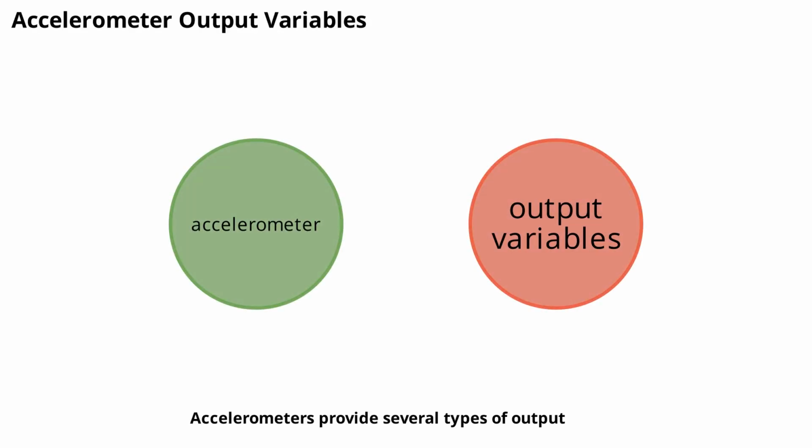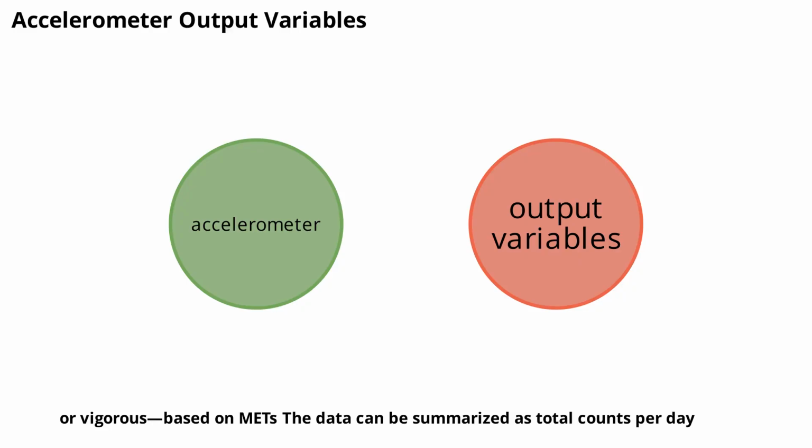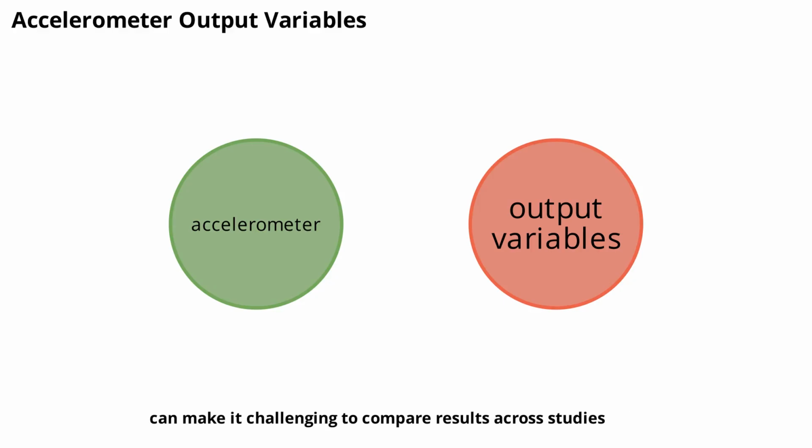Accelerometers provide several types of output, including absolute measures like acceleration in g-force or m/s², activity counts, and estimates of energy expenditure. They also categorize activity by intensity, sedentary, light, moderate, or vigorous, based on METs. The data can be summarized as total counts per day, average counts per minute, or time spent at different intensities. However, differences in calibration and intensity thresholds between brands can make it challenging to compare results across studies.